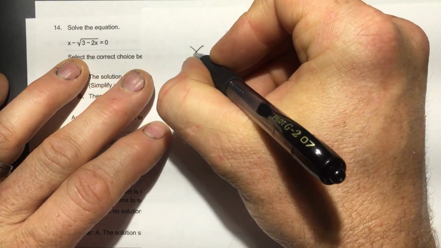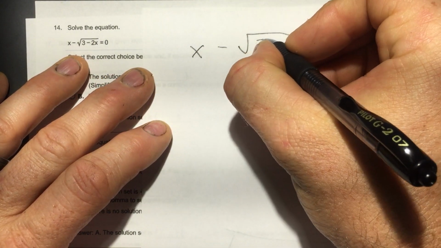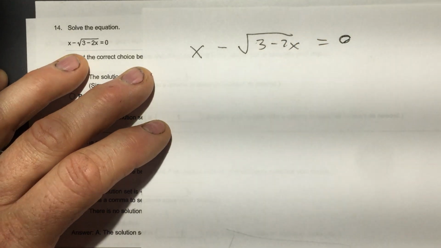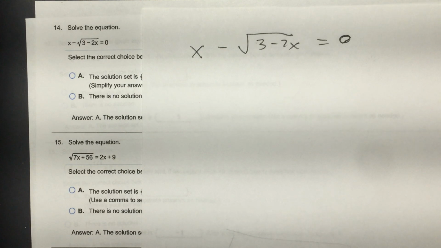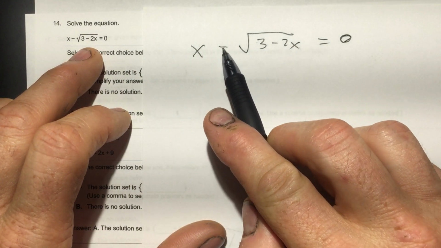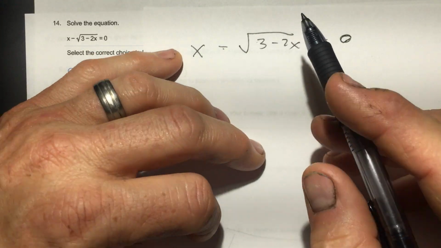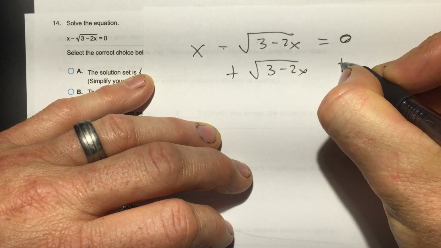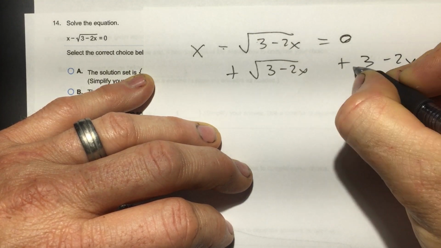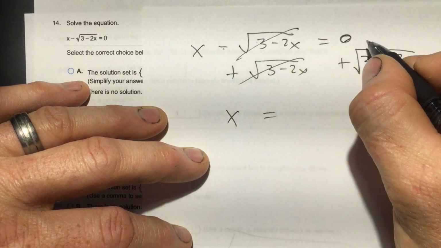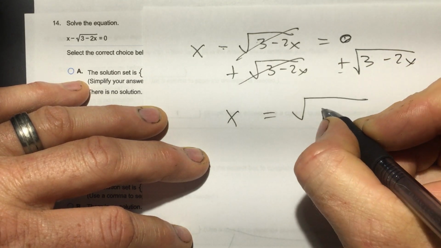All right, so look at this one here. We got x minus, in the radical here, 3 minus 2x equals 0. Now what we're going to have to do is isolate our radical. And one thing I noticed, since this is a negative in front of my radical, I'm just going to add it to both sides. So this will cancel off to make it positive. And so it's 0 plus this, which is just this.